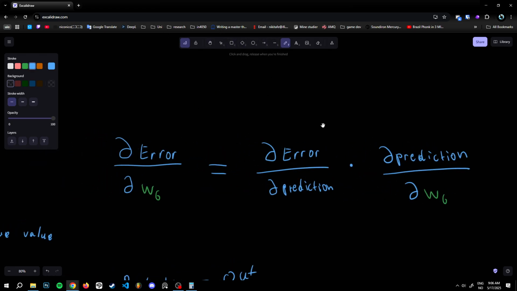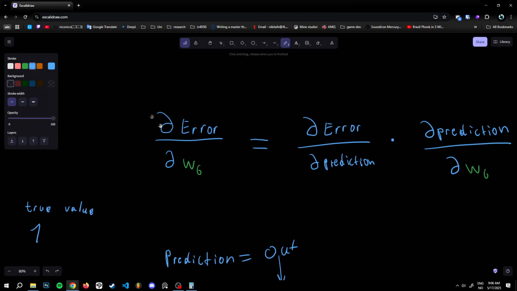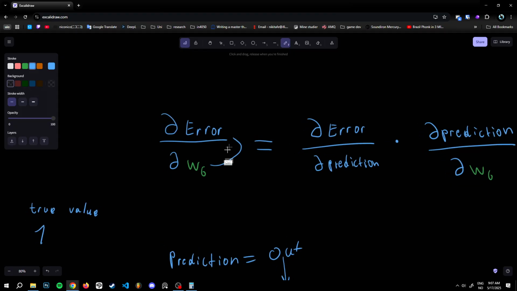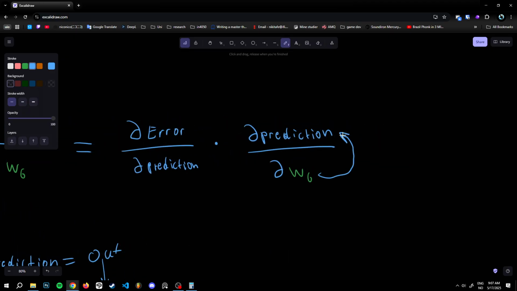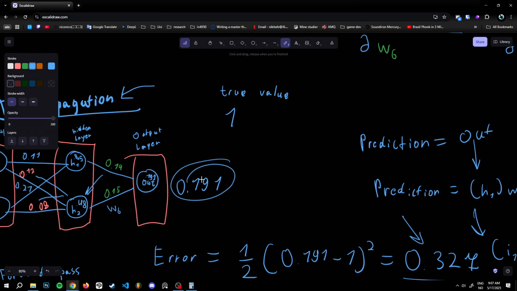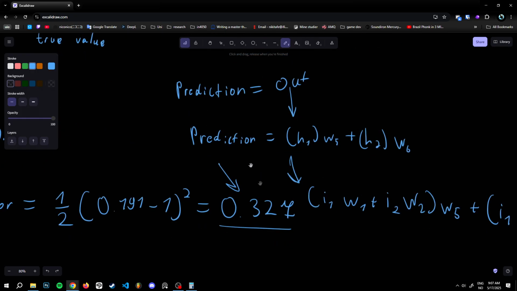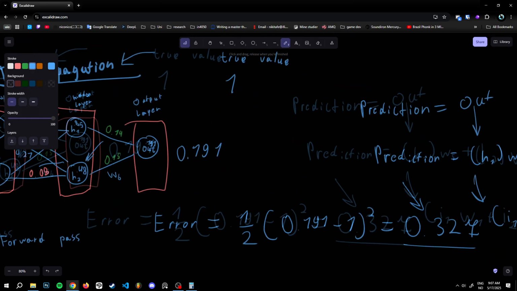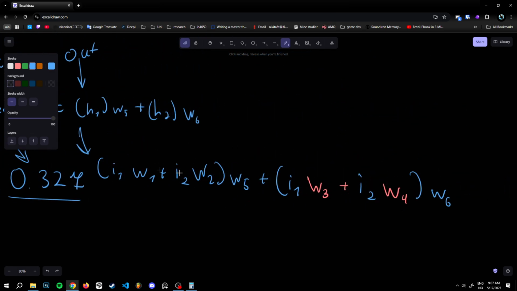So what we are saying is that there is a middleman in between here. To understand how much the weight affected the error, we need to understand how much the weight affected the prediction. So our prediction is our output, like this thing, right? So this is our prediction. And remember, we just did all of this. We just said that our prediction is basically the whole thing right over here.